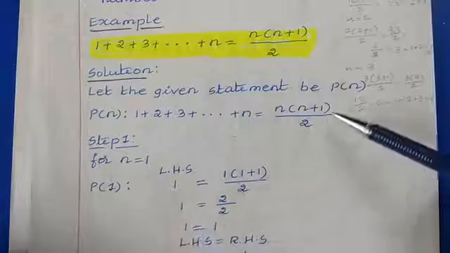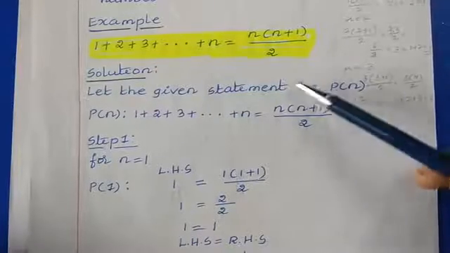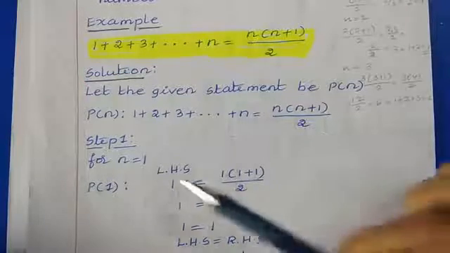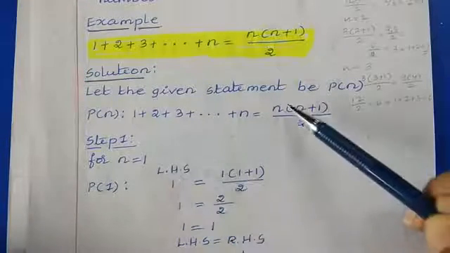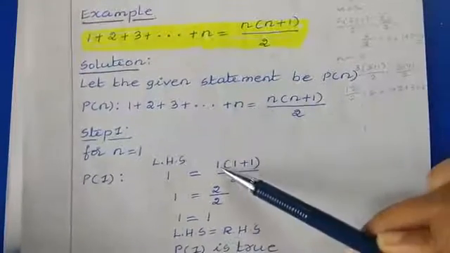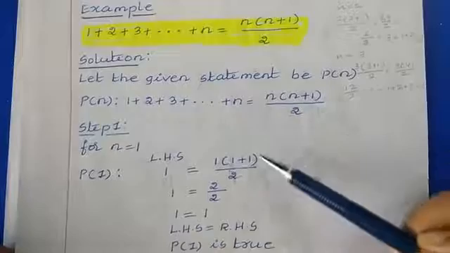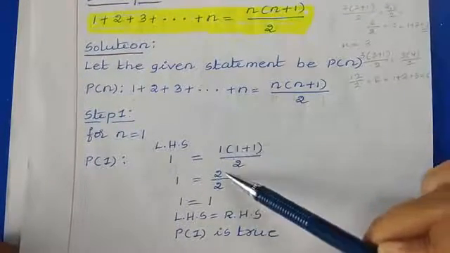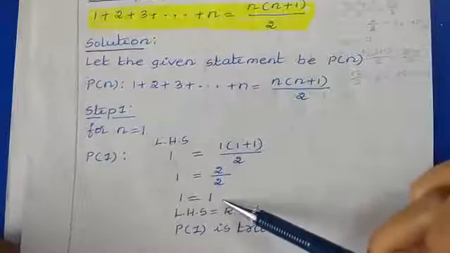Then on the right hand side we have to take this entire term, that is n into n plus 1 divided by 2. But here n is equal to 1. So wherever you have n, there you need to put the value of n. So 1 into 1 plus 1 divided by 2. So 1 is equal to, this becomes 2 by 2. So 1 is equal to 1.